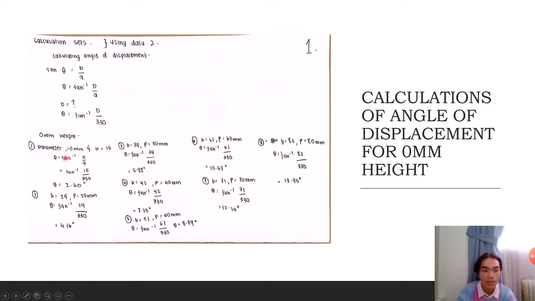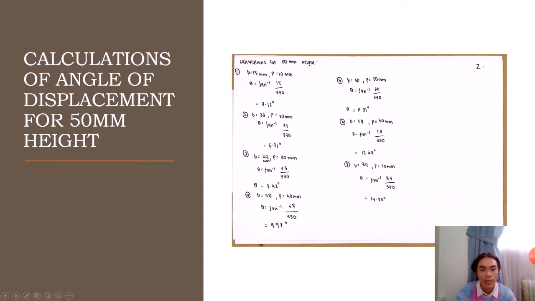So an example I'll show you is, look at calculation number 3, where b, as in the displacement, is 34, a, the parameter, is 330 millimeters, and the way to calculate it is tangent inverse of 34 divided by 330. So we have the final angle of 5.88 degrees, right? This is for the 50 millimeter height, also using the same equation.